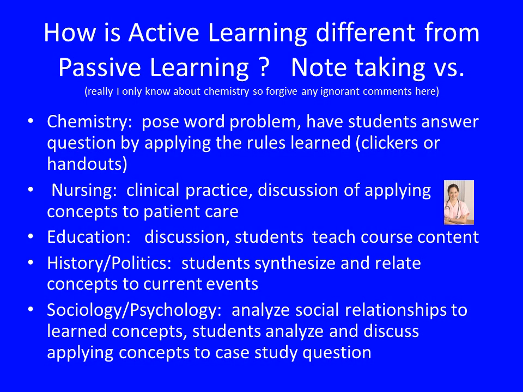In education, you can have discussions. The students can actually teach course content, so they're actually using what they learned about how to teach and teaching those concepts. In history and politics, students can synthesize and relate the concepts that they learned to current events. In sociology and psychology, they can analyze social relationships to learn concepts. Students can analyze and discuss applying concepts to case study questions.